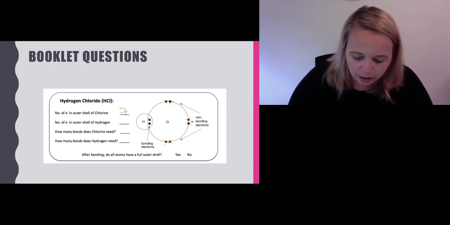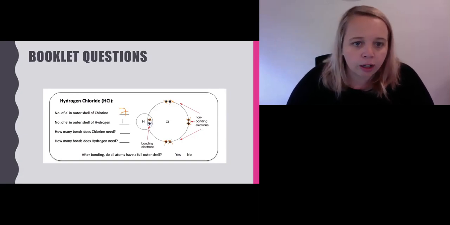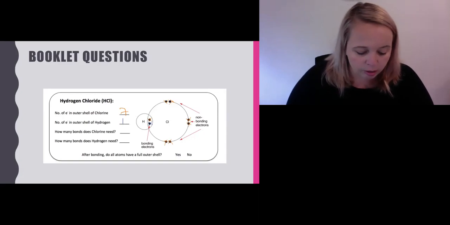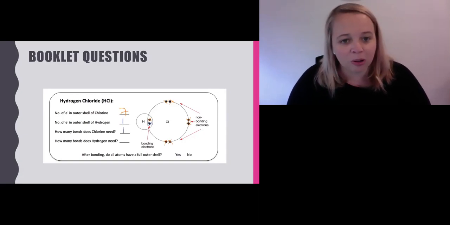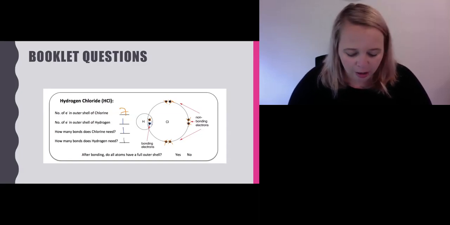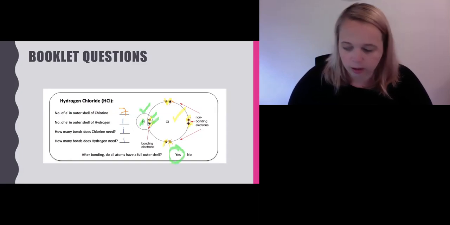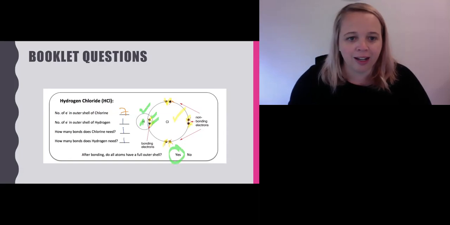How many in the outer shell of hydrogen? We have 1. How many extra electrons does chlorine need? It needs 1. How many extra electrons does hydrogen need? It needs 1. When you bond them together, do all atoms have a full outer shell? This is what we did before. 1, 2, 3, 4, 5, 6, 7, 8 for chlorine, so chlorine is a yes. And hydrogen has 1, 2. So our answer to that one is going to be yes.